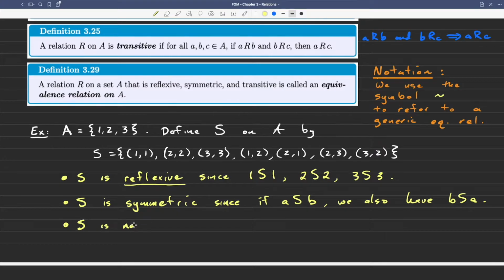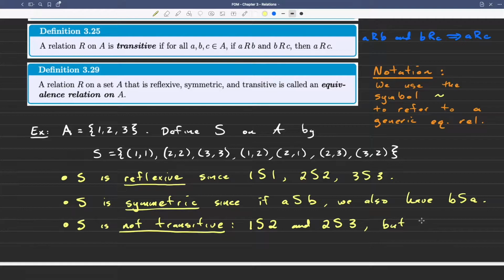S is not transitive because 1 is related to 2 and 2 is related to 3, but it's not the case that 1 is related to 3.